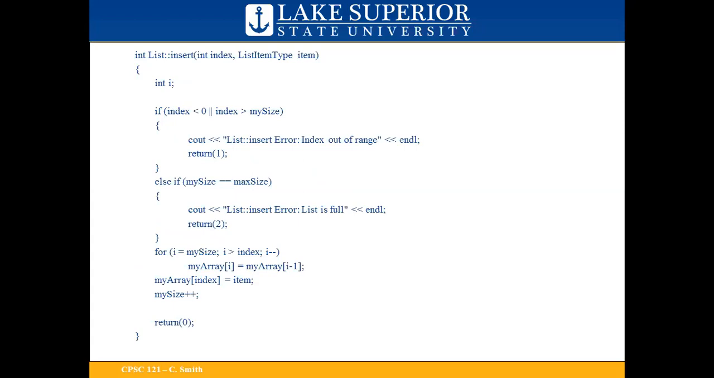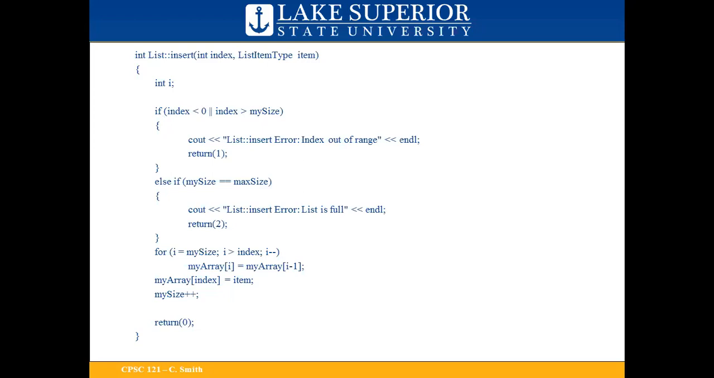This is why using an array is ugly and time consuming. So we're going to insert at index the thing item. So we need a local variable int I. And then if the index that we're trying to insert at is less than 0 or greater than my size. Now think about the way my size works. You have to be careful of a one-off error in this case.